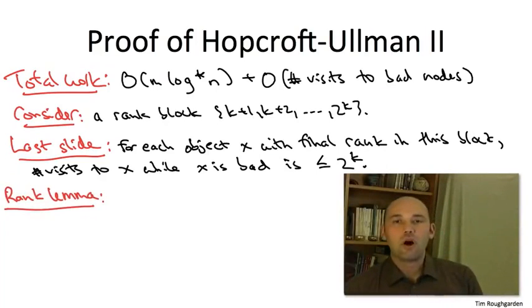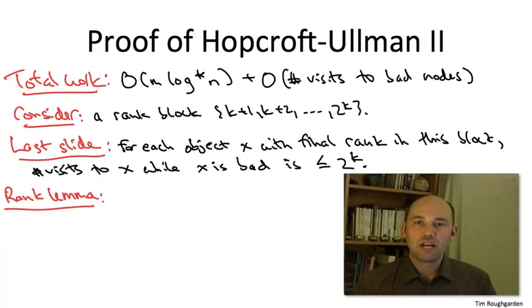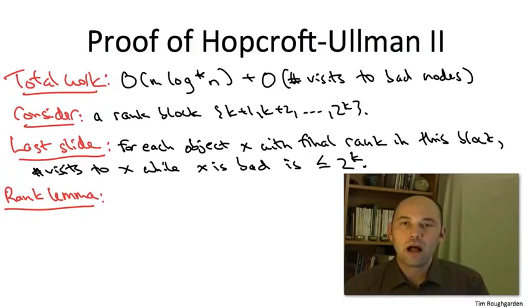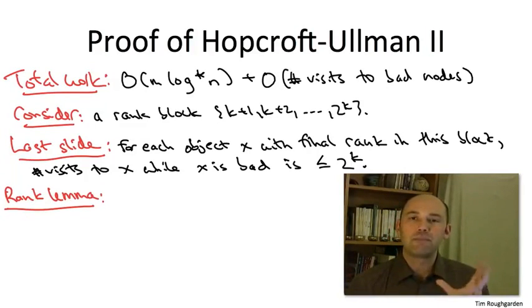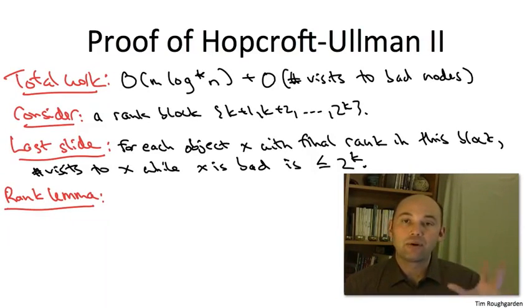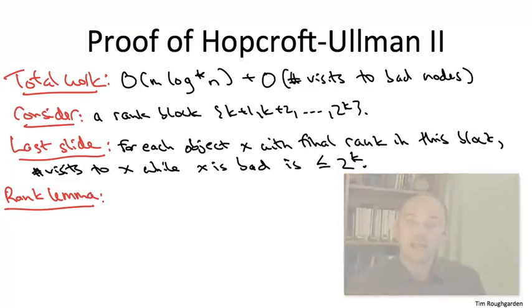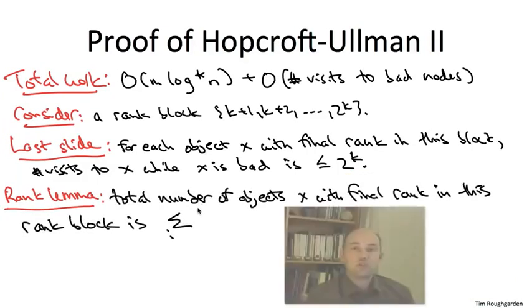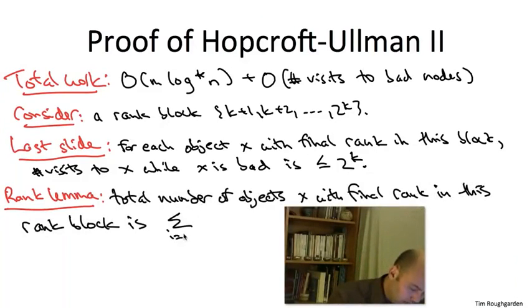Now let's use the other building block, the rank lemma. The rank lemma, you'll recall, says that at any given moment in time and for any possible rank r, the number of objects that currently have rank r cannot be any bigger than n over 2 to the r. So let's use the rank lemma to upper bound how many nodes could possibly have their final frozen rank somewhere between k plus 1 and 2 to the k. So let's just sum over all of the ranks in the rank block, starting at k plus 1, going up to 2 to the k.